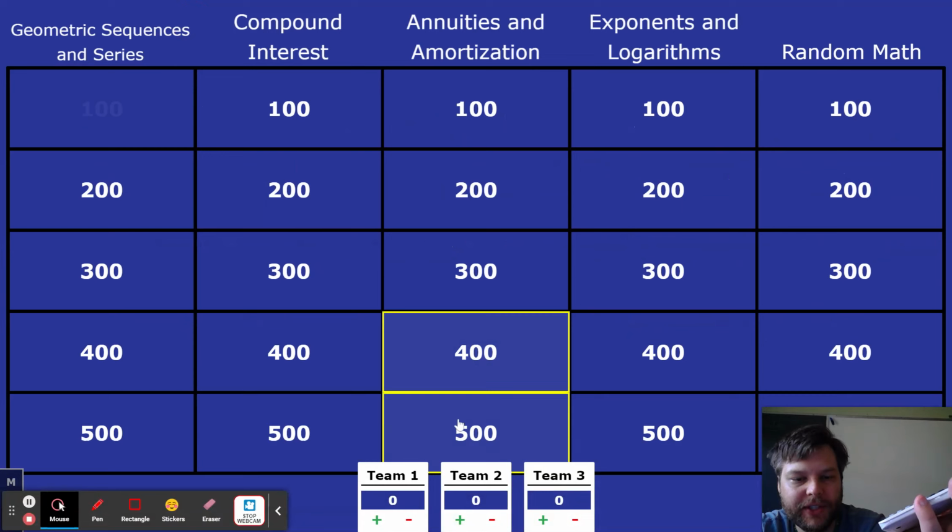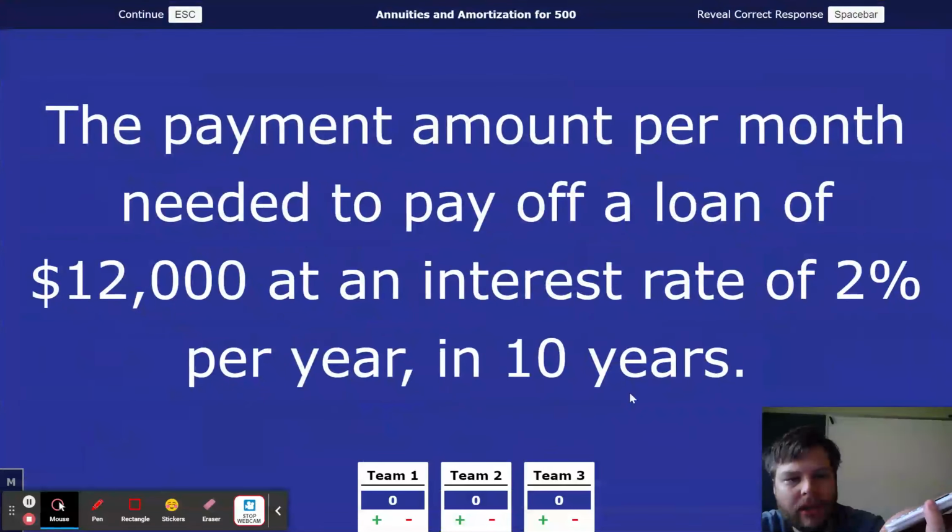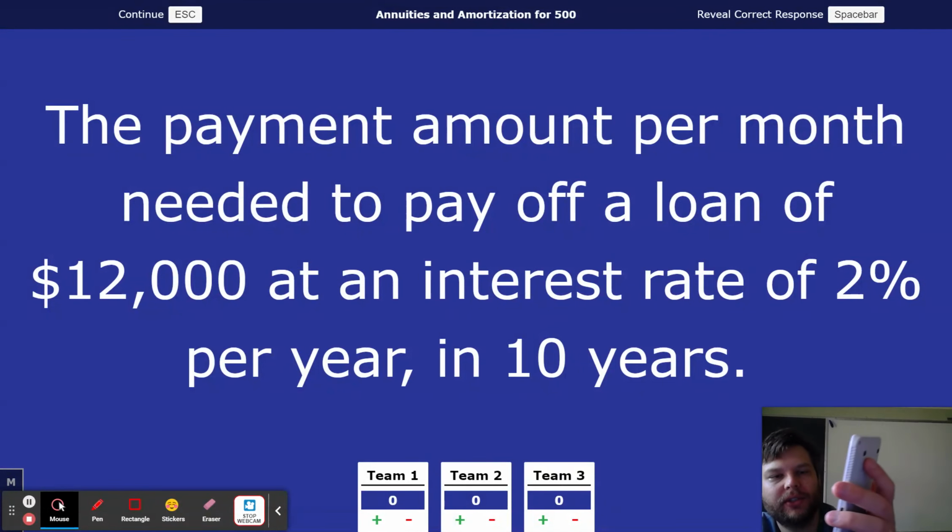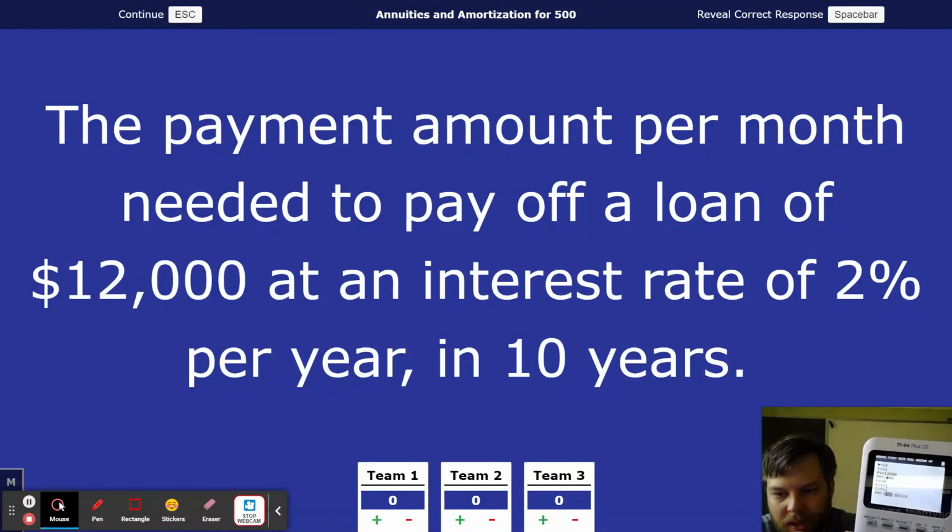All right, almost done with annuities and amortization. The payment amount per month needed to pay off a loan of 12,000, interest rate of 2% per year, in 10 years. Great. So we've got a couple of those things in there already. 12,000 pay off means future value is 0. So here's how we're set up.